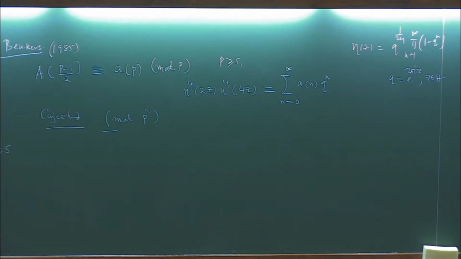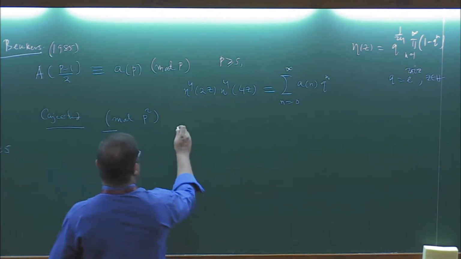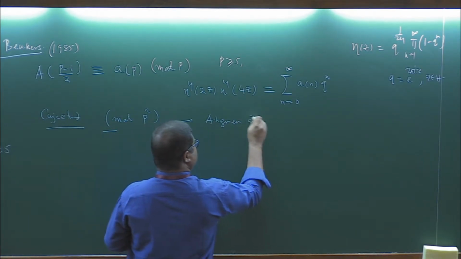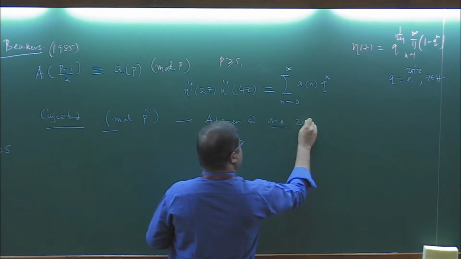The same congruence is true modulo p squared, and it was proved by Ahlgren and Ono in 2000 in a very nice paper using Gaussian hypergeometric series over finite fields. They use that kind of technique. This is proved by Ahlgren and Ono in 2000.